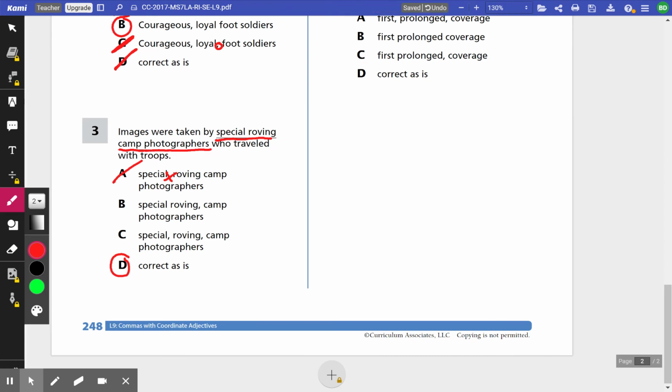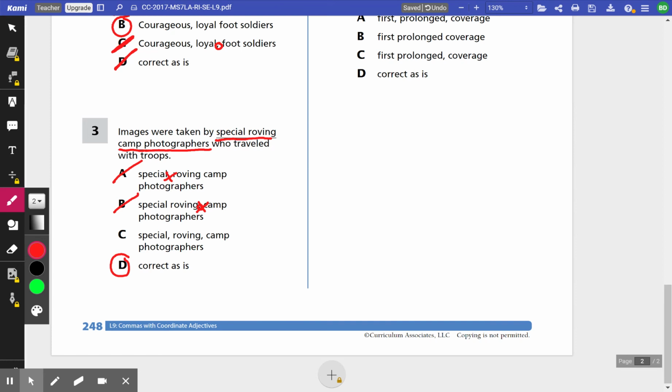Let's look at answer choice B next. We've got a comma between roving and camp. So let's just throw in our word and in between roving and camp and see what happens. So special roving and camp photographers. So whenever you add the word and where this comma should go, it makes it sound like roving is a thing all its own and the camp photographers are a thing all of its own. So it makes it sound like there's something called a special roving, and that's not what we need. So this comma is a no-go as well. So that's why answer choice B is incorrect.